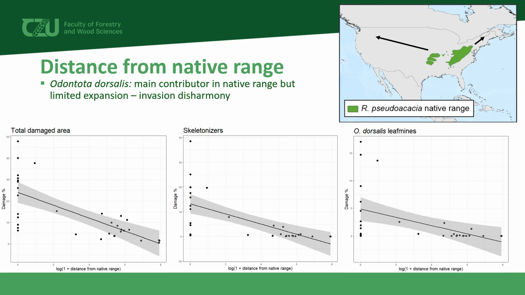In South Africa, black locust is posing a threat to grass habitats, and given that not many herbivores are feeding on this tree, as we could see on the previous slide, there is an interest in using this species as a biocontrol agent.